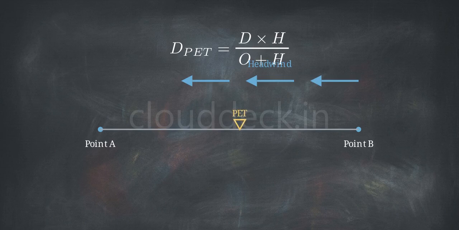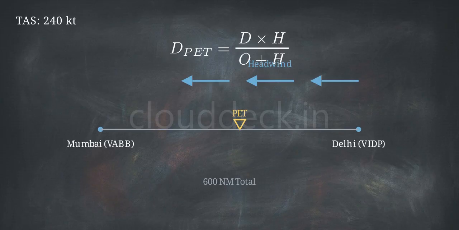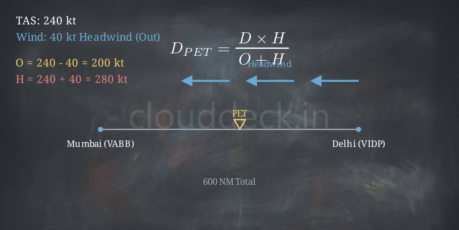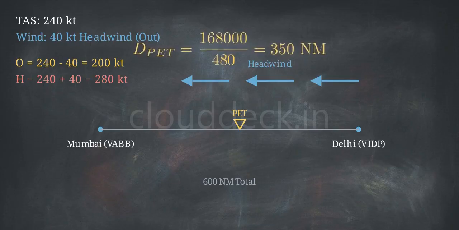Let's plug in real numbers. You are flying from Mumbai to Delhi, a distance of 600 nautical miles, with a true airspeed of 240 knots. With a 40-knot outbound headwind, your outbound ground speed is 200 knots, and your return speed is 280. Using the formula, the PET is 350 nautical miles from Mumbai.